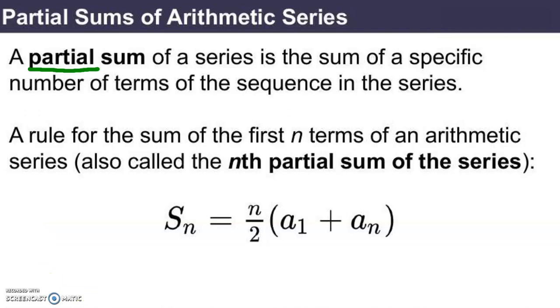If we were going to be together at the end of this school year, we would dive way more into this than we'll get to now. But a rule for the sum of the first n terms of an arithmetic series, sometimes we also call it the nth partial sum, is right here. This S generally just stands for sum. The sum of the first n terms equals n over 2, n being the number of terms you've got, times the sum of the first term and the last term.